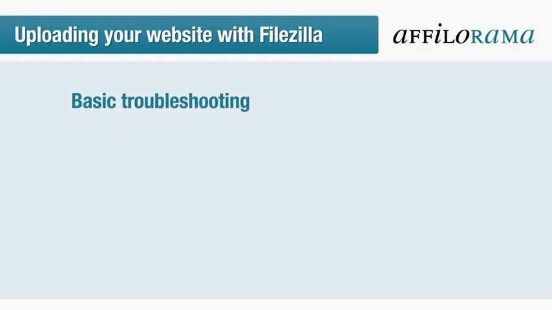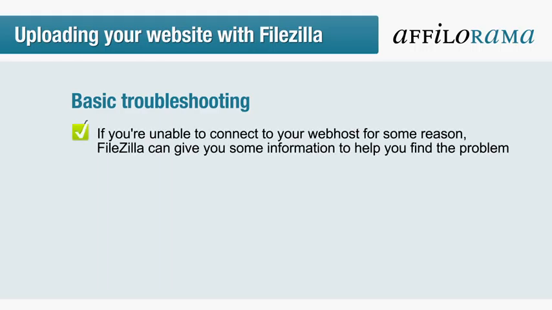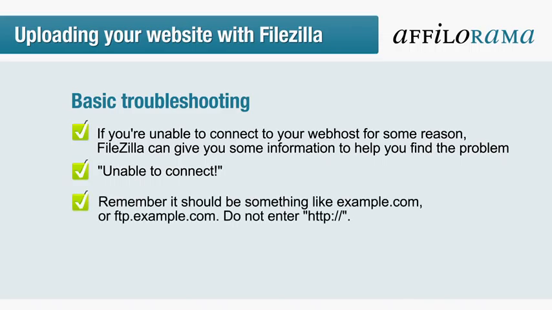And some basic troubleshooting. If you're unable to connect to your web host for some reason, Filezilla can give you some information to help you find the problem. The important thing to look at is the text flashing through the top of the screen when you try and connect to your site. Unable to connect. Well, this usually means that you've entered the name of your FTP server incorrectly. Remember, it should be something like example.com or ftp.example.com. Do not enter the HTTP part.